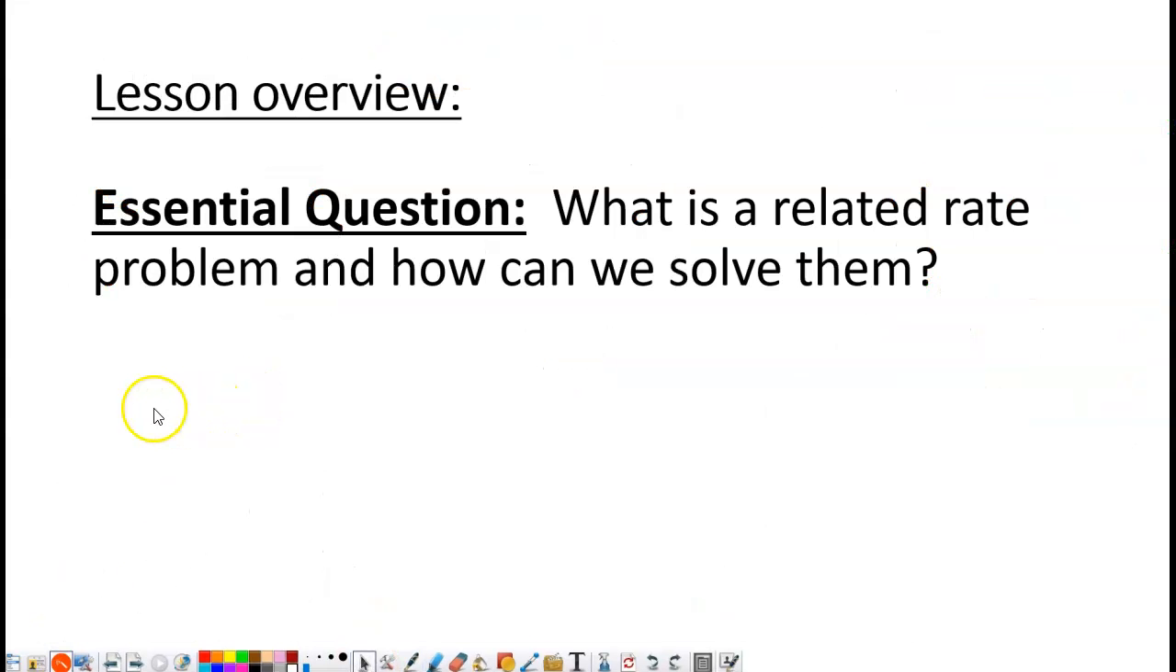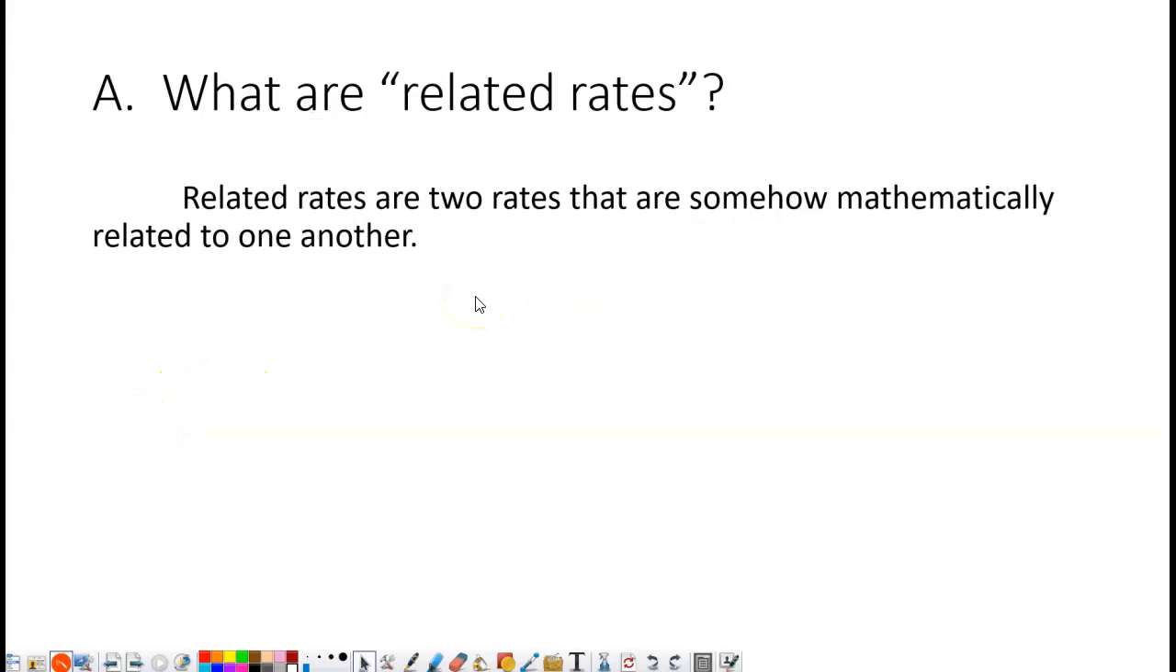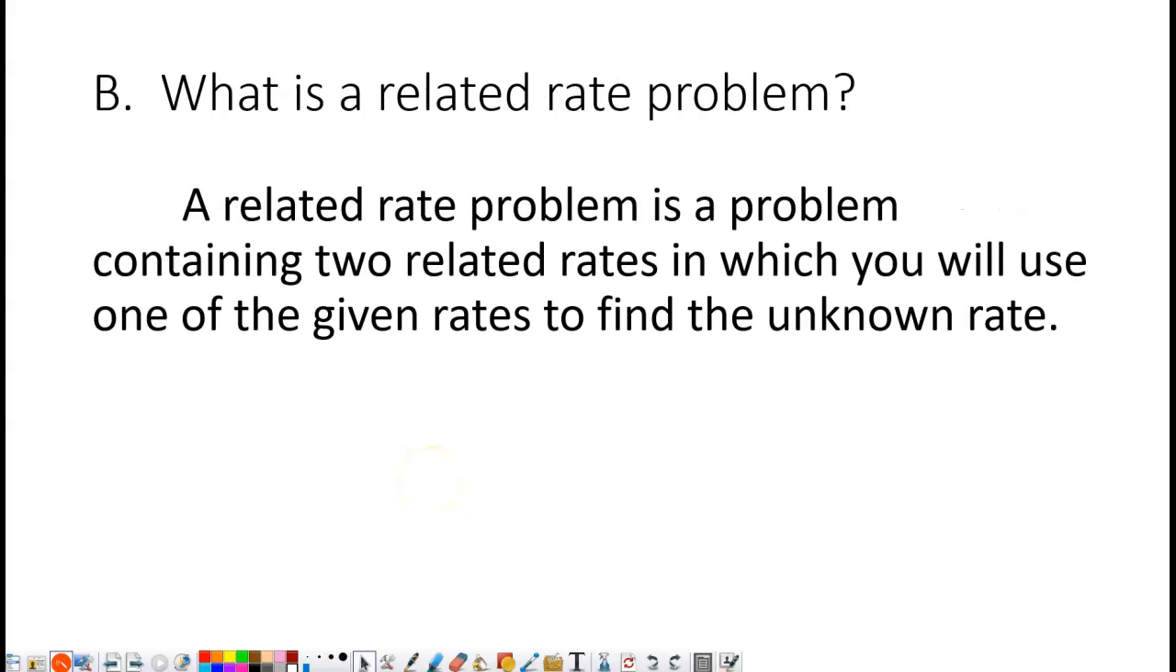All right, so what we'll be looking at today is first of all talking about what a related rate is and how we can solve them. So what are they? Related rates are two rates that are somehow mathematically related to one another, kind of like we saw how the rate of change of the radius was related to the rate of change of the area of our concentric circles. And what is a related rate problem? These are the types of problems we'll be looking at today. A related rate problem is a problem containing two related rates, in which we'll use one of the given rates to find out what the unknown rate is.